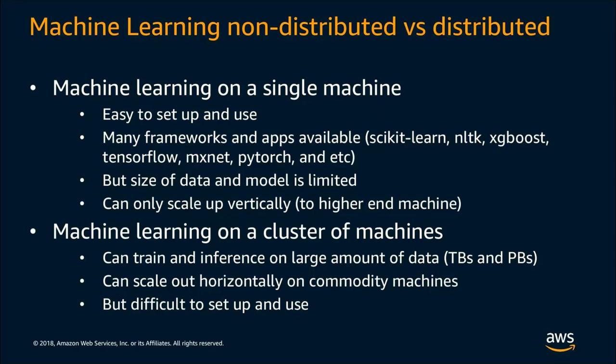To solve the scale problem, we need to use distributed machine learning on a cluster of machines. With distributed machine learning, we can train and inference or predict on large amount of data, tens, hundreds of terabytes, and even petabytes of data. We do this by scaling out horizontally using relatively cheap commodity servers. The problem with distributed machine learning is that it's more difficult to set up and use, and not all machine learning frameworks support distributed processing.